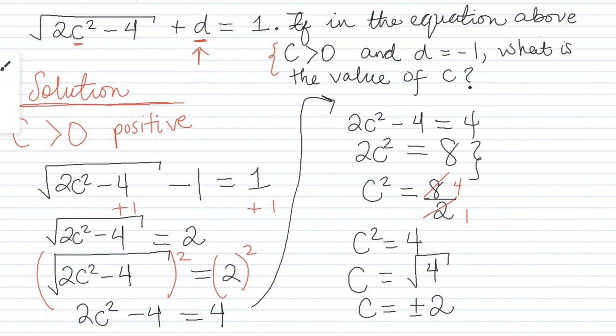But guess what? They made sure to let us know that c has to be greater than 0, hence c has to be positive. So our answer is not c equals plus or minus 2. Our answer is going to be c equals 2.